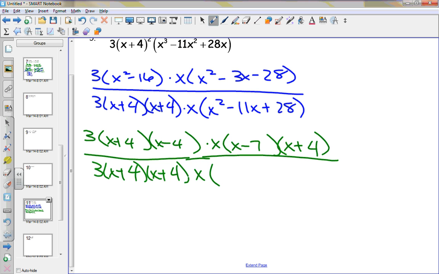And now, how do I break down x squared minus 11x plus 28? Minus 7, minus 4. X minus 7, x minus 4. Now, how many letters do I have in the denominator? One. So can I do a domain restriction? Yes. So my domain restriction will be what?